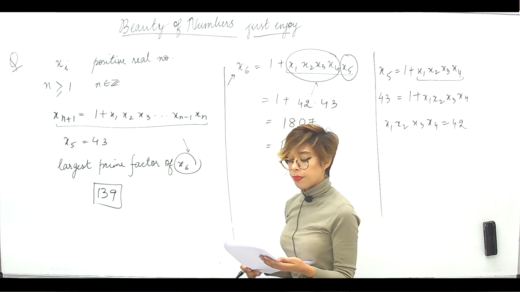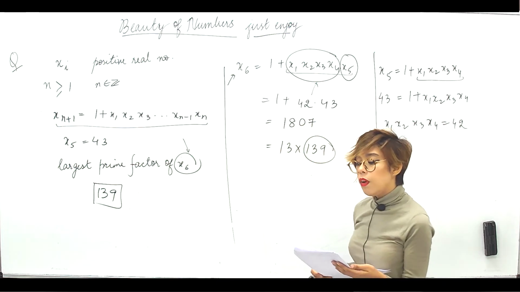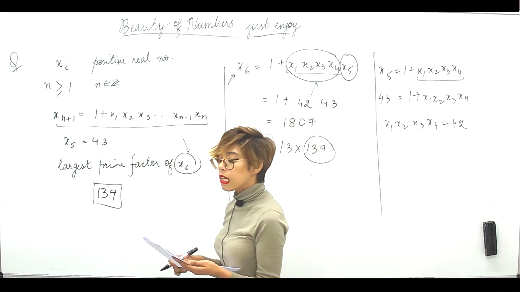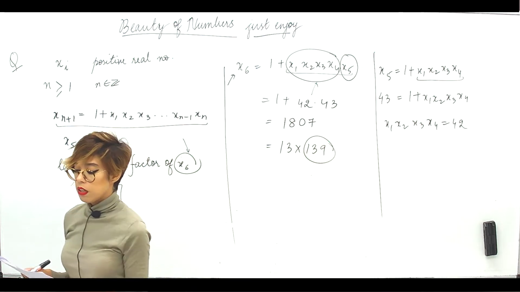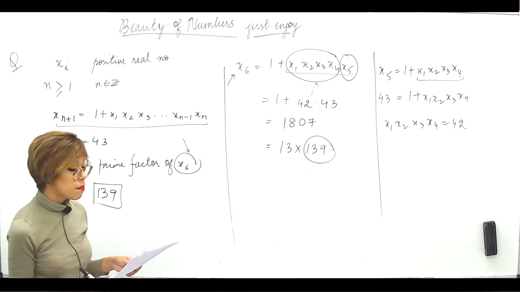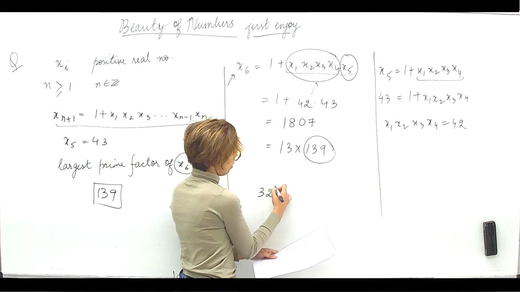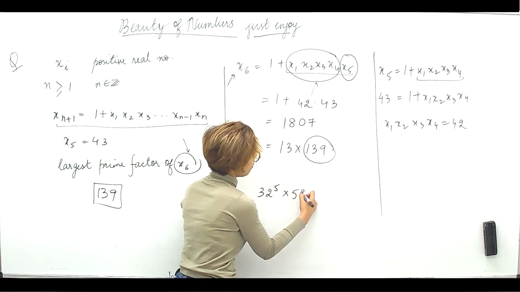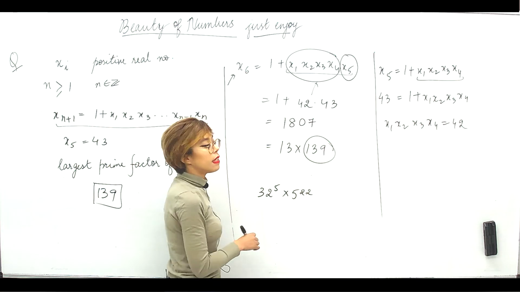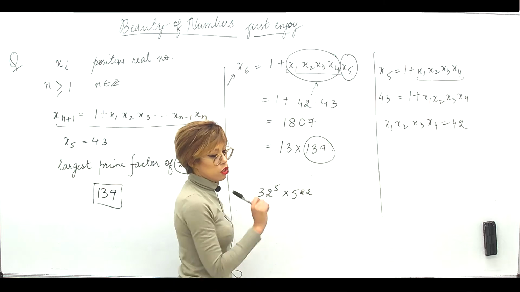Write down. Write the number of digits in the decimal expansion of 32 raised to the power 5 into 5 raised to the power 22. Number of digits in the decimal expansion of this.